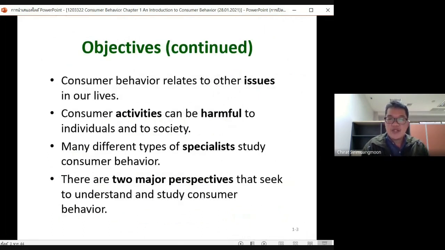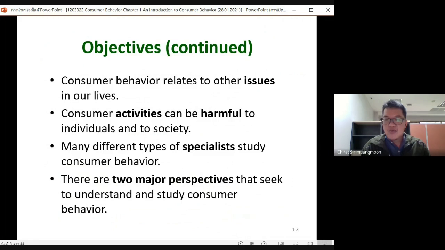Then consumer behavior relates to other issues in your life. Consumer behavior can link to other activities. I'm going to give you some examples of how consumer behavior links to other issues. And not all consumer activity is good. Sometimes it can be bad too. So we call it the dark side of the consumer. I'm going to let you know. I have 5 examples of harmful activities.